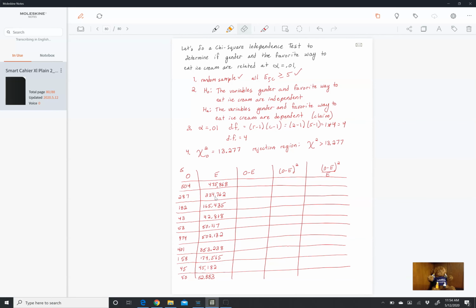Okay, so this one, remember, you're doing 504 minus the 475.868. So we get 28.132. Okay, so I'll put this in blue. We won't do this for all of them. But this number comes from doing 504 minus 475.868.